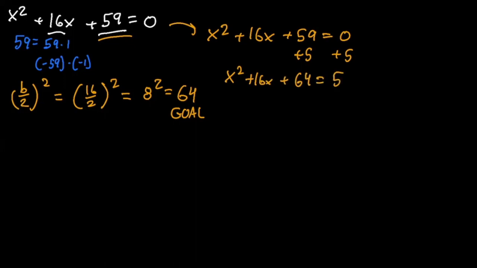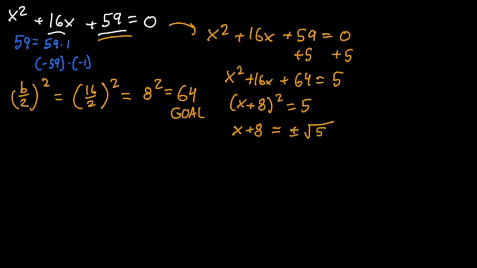All right, now on the left side, we have a perfect square, so we can rewrite this quadratic as x plus 8 squared, and the right side is 5. And then we can finish by solving by undoing. So take the square root of both sides. x plus 8 is plus or minus the square root of 5.